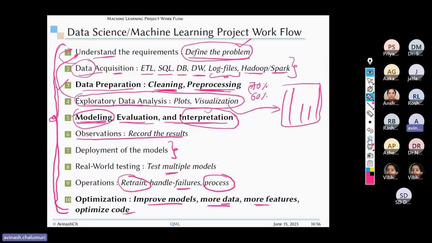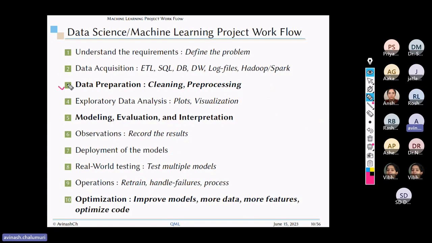I'll tell you why I've highlighted data preparation, modeling and evaluation, and interpretation and optimization. There is some relation of these three steps with quantum machine learning. I'll explain that in the end.